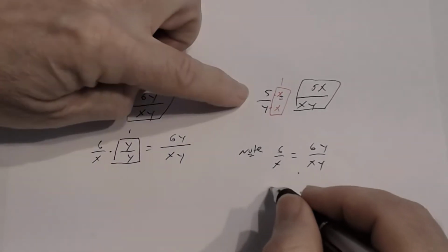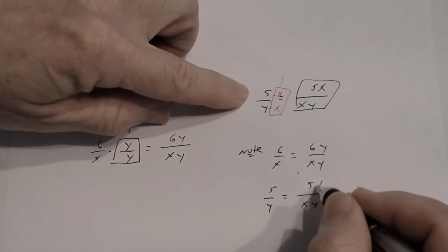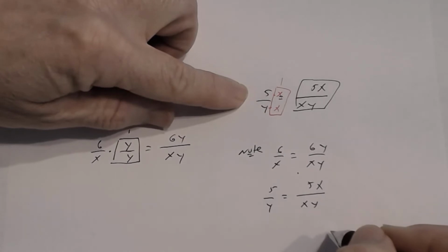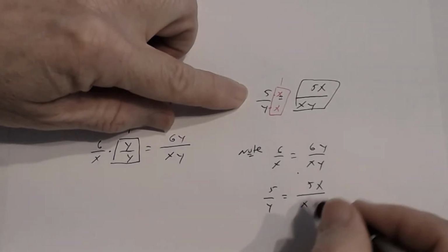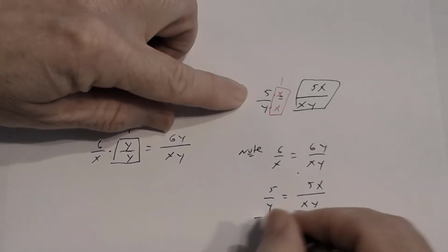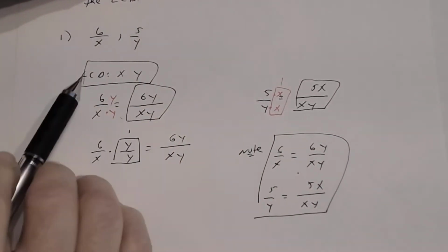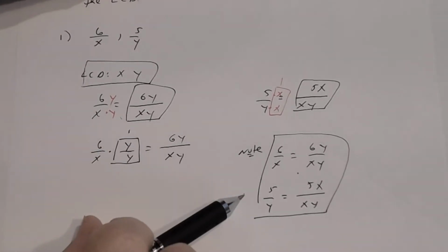And then also 5 divided by y is equivalent to 5x divided by xy. And again, if you simplify, if you reduce these x's, you get 5 over y, which is this. All right, so that will be your answer on that part, and that's the answer on the other part. So this is the LCD, and these are your equivalent rational expressions.